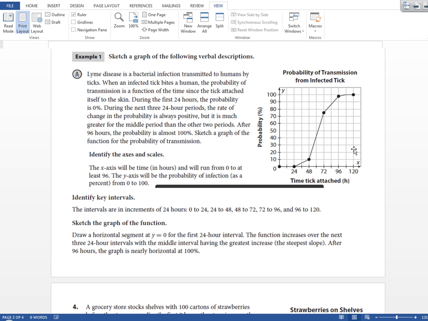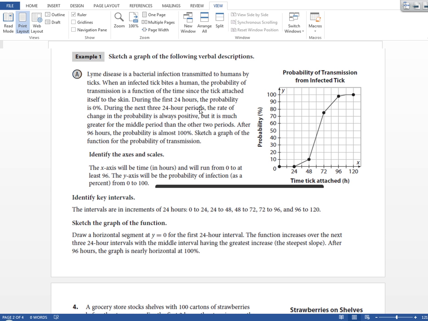How about the first segment? Yeah, look at the first segment. For the first 24 hours, there's no probability. For some reason, it takes longer than that for the disease to take hold. So there you go, right there's the first segment. What do you think, Matthew? The middle segment has a higher rate of change. Yeah, good. So the steepest rate of change, the place where the probability is growing the fastest, is that middle segment as it was described, right?